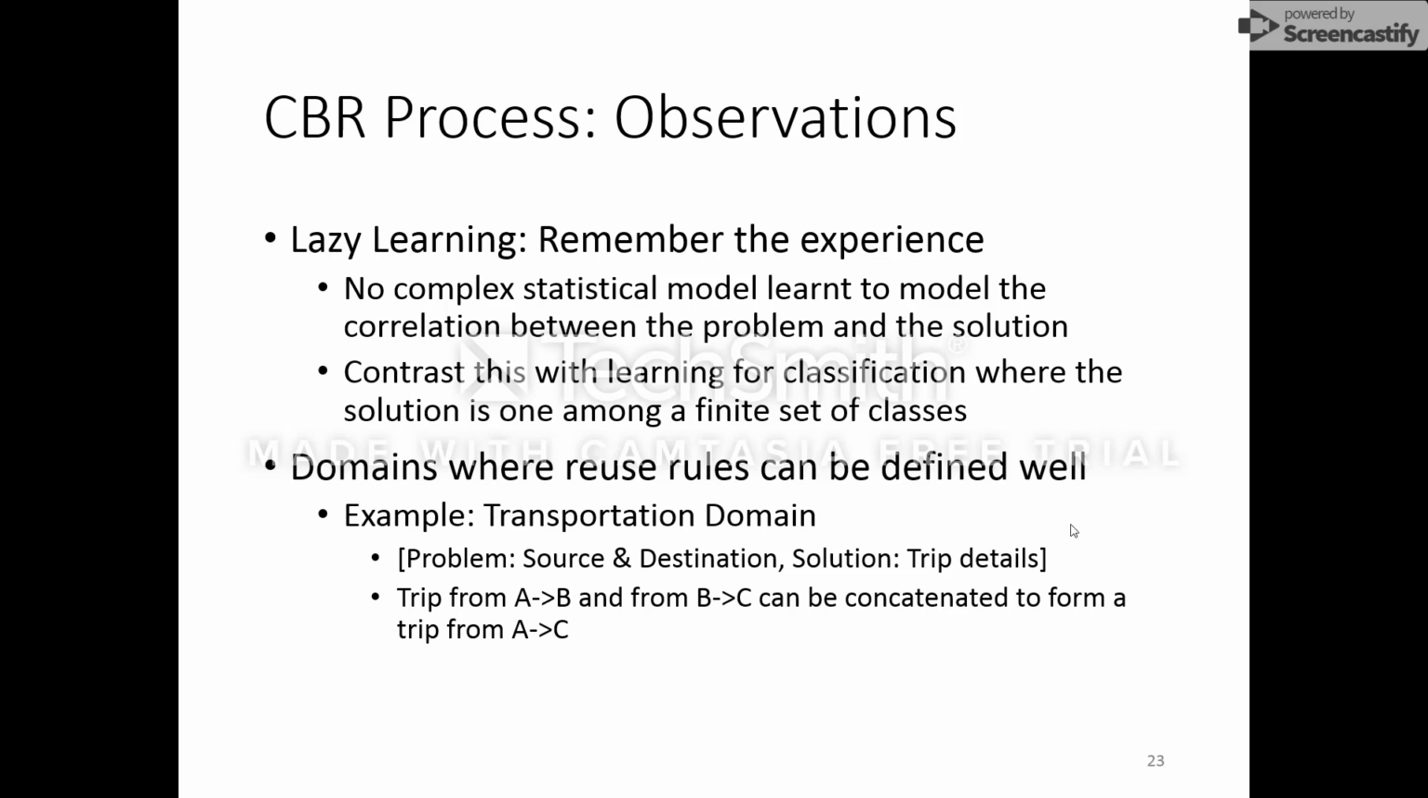So the trip from A to B and from B to C can be concatenated to form a trip from A to C. So if you only have trips from A to B and B to C in the repository of queries and their associated answers, you can answer a problem that comes from the user regarding itineraries for A to C, right?